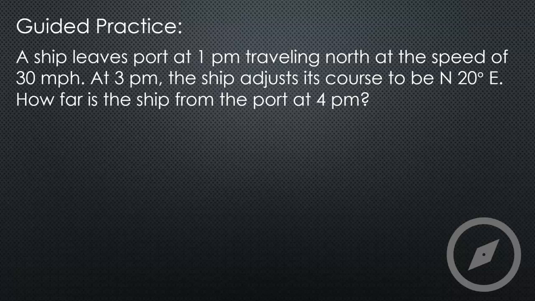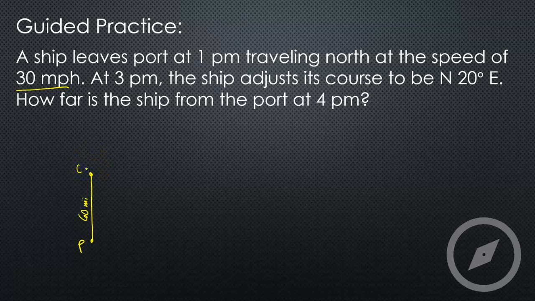All right, so I'll help you come up with a diagram here. Now, when it leaves port, it's traveling due north at a speed of 30 miles per hour. Okay, so from 1 p.m. to 3 p.m., that's 2 hours. So distance, remember, is rate times time. So 30 times 2 would be 60 miles. Again, I got that because the rate was 30 miles per hour for 2 hours, so 30 times 2 would be 60 miles is how far they traveled.